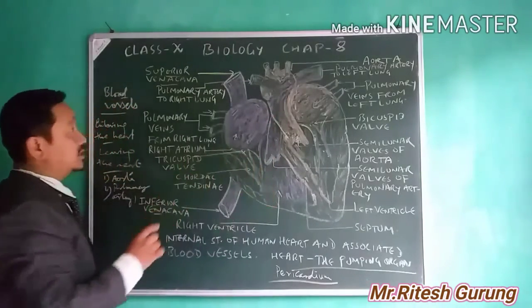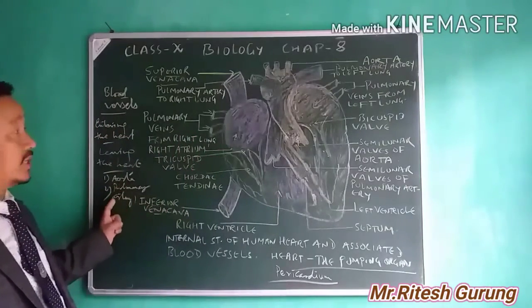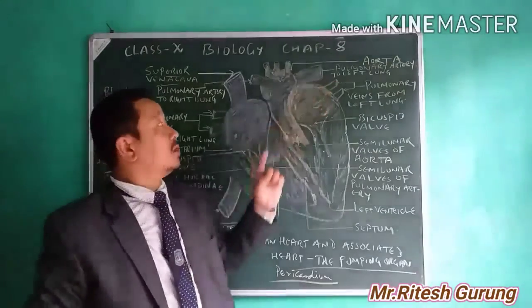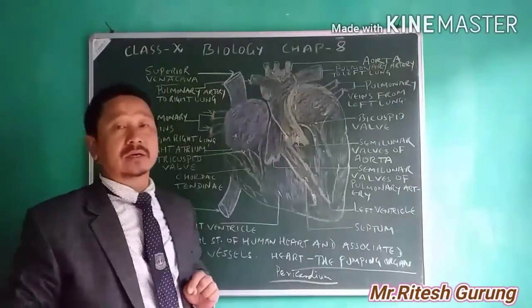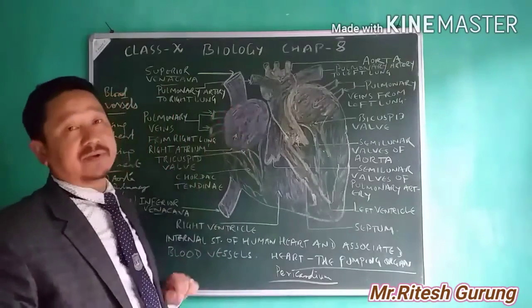That means these are the blood vessels leaving the heart: the aorta and the pulmonary arteries. There are two pulmonary arteries. One will go to the left lung, the other one will go to the right lung with the impure blood for purification. So these are the blood vessels leaving the heart.